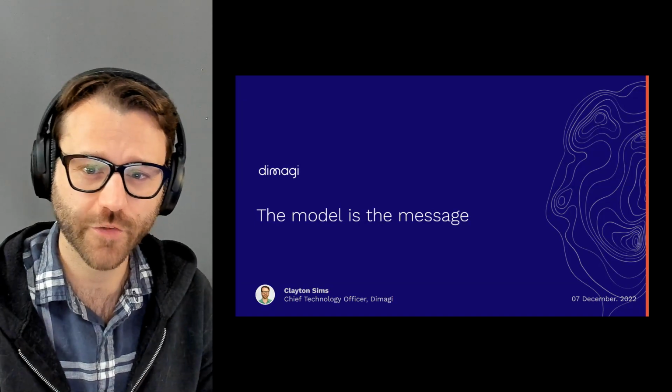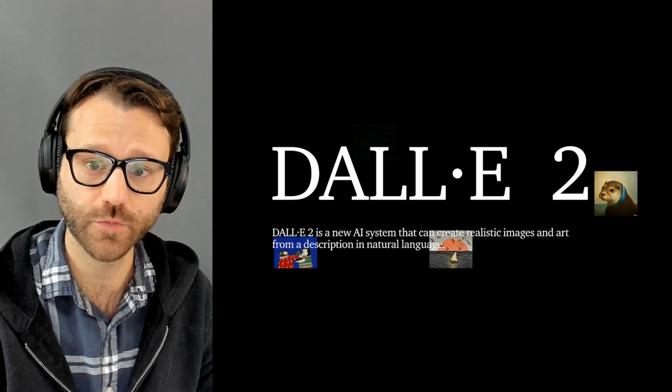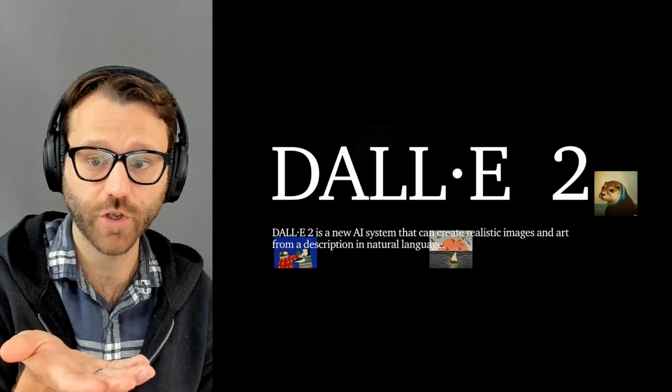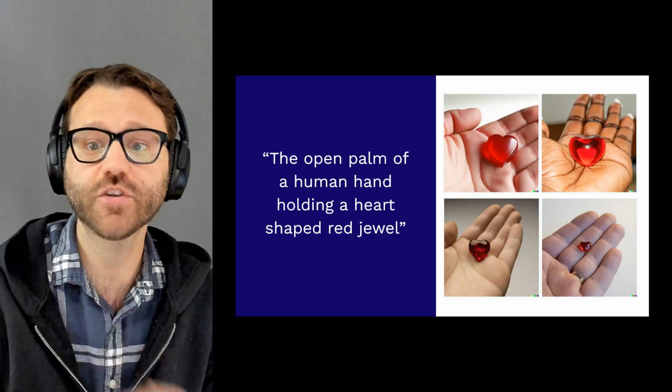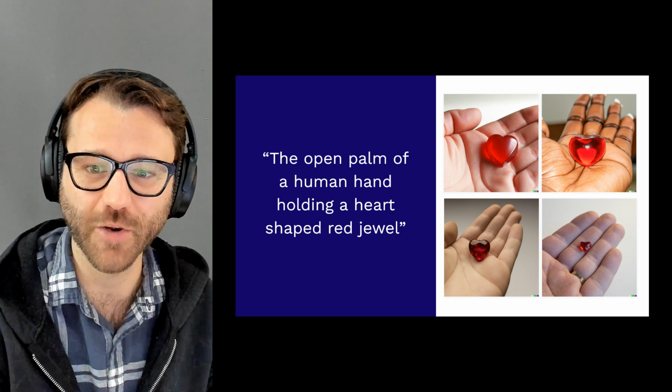So you might have heard that earlier this year, OpenAI released DALL-E 2. Now, this is a magic AI tool, and it draws what you tell it to. So if I type "the open palm of a human hand holding a heart-shaped red jewel," I get freshly generated images that match that text.